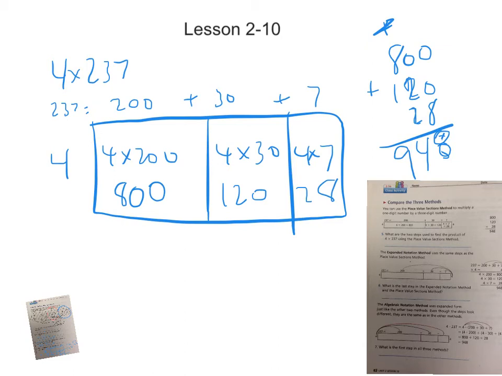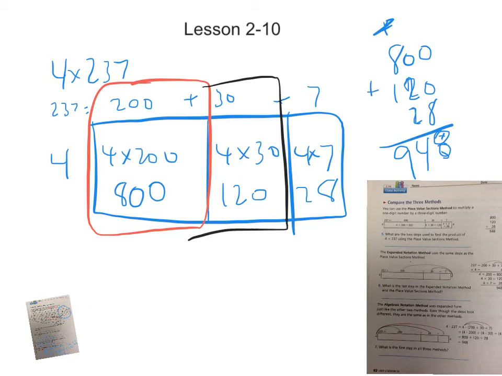That happens. All right, so I want you to realize what you did here. You did 4 times 200 here. You did 4 times 30 here. And then the last one, you did 4 times 7 here. Okay, so this is partial products. This is pulling out the place value and making sure you multiply each place value by the other factor, the small factor, the 4, the single digit factor.